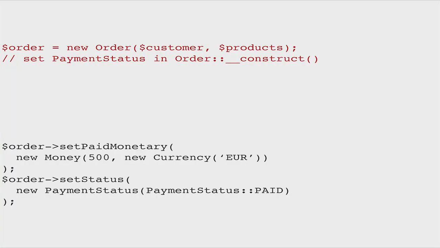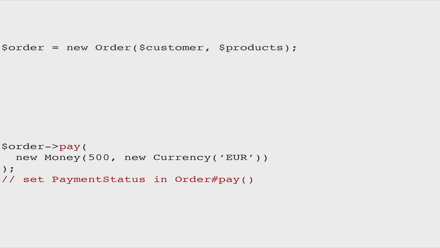What else? Instead of doing all these setters on this order object on the outside, we agree that an order is always for a customer and a bunch of products. Again, this is a simplified example, but you get the point. And instead of doing this status on the outside, we know that a new order is always going to be unpaid from the start, so we just put this inside the constructor. So this rule is now also encapsulated in the order object. And we can do the same thing for paying. If you pay for an order, then the status changes to paid automatically.